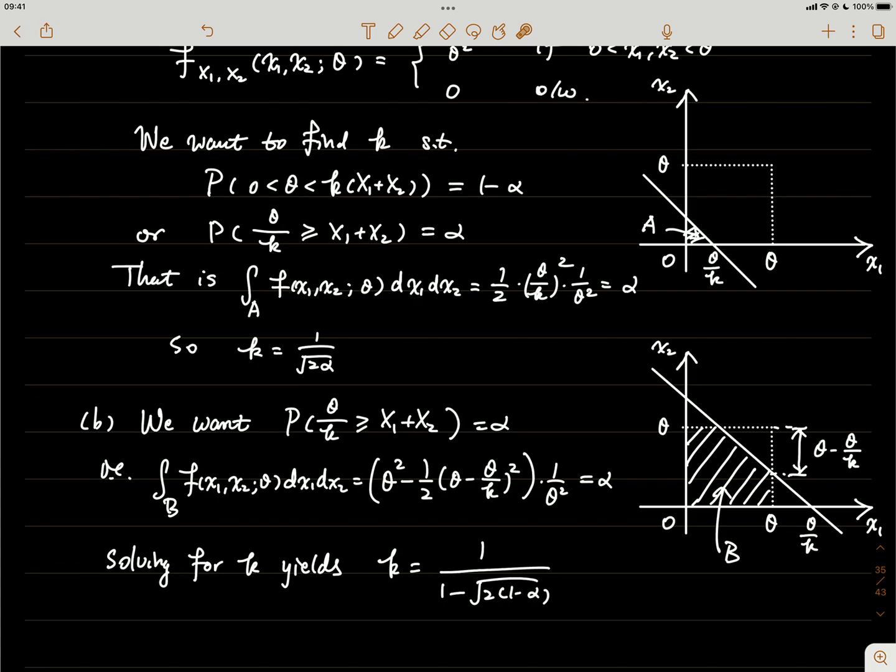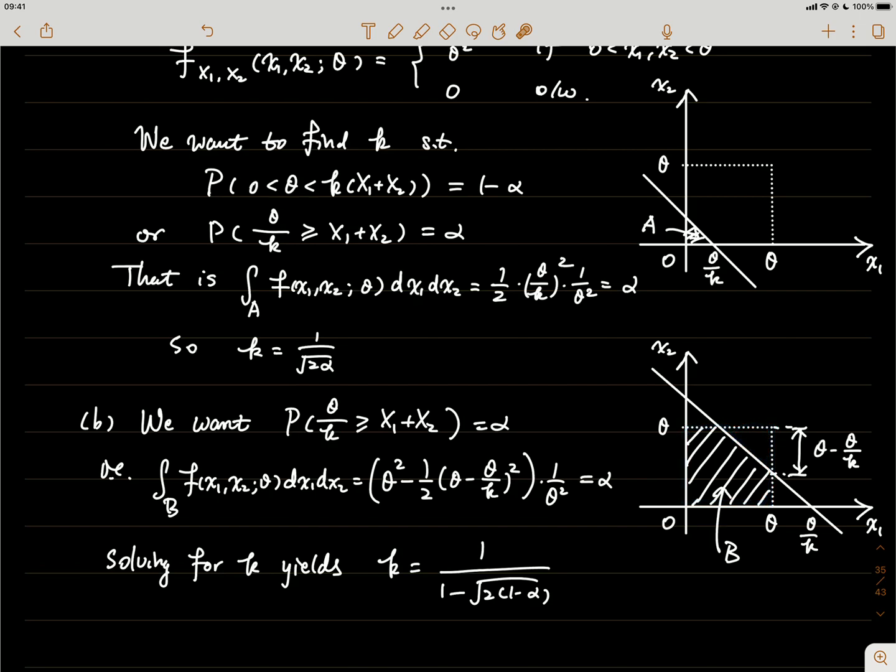Again, we need to take the integral of the PDF, which is a constant, remember that, over this region B. So the integral equals the area of B times the constant, which is 1 over theta squared. So the key is to find the area of B. There are many ways to find it. I took an easy way: take the area of this square and subtract this triangle here.